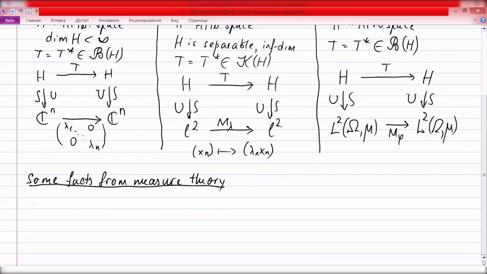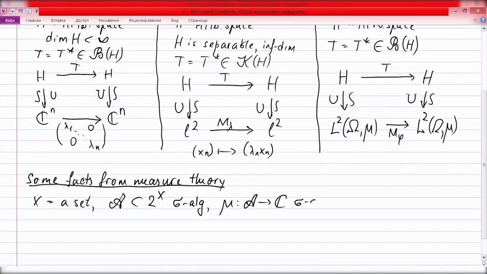So suppose that X is a set. A is a sigma algebra of subsets of X. And mu is a sigma additive complex measure on A. I'd like to stress that mu is a complex measure, but it is finite by the very definition. So the value plus infinity is not allowed.